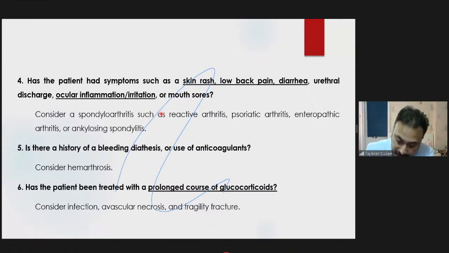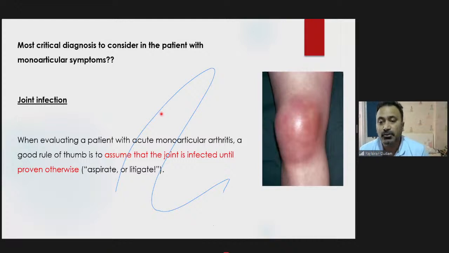So as I said, when you see this kind of joint, assume that this joint is infected until proven otherwise. A red, hot, swollen joint, think of infection. It can be gout, it can be something else, an acute flare-up, any polyarthritis, but infection should be the one which has to be ruled out. Because infection is the one thing which can quickly destroy the joint, and infection is one thing which can disseminate from the joint elsewhere, and it can create lots of problems.